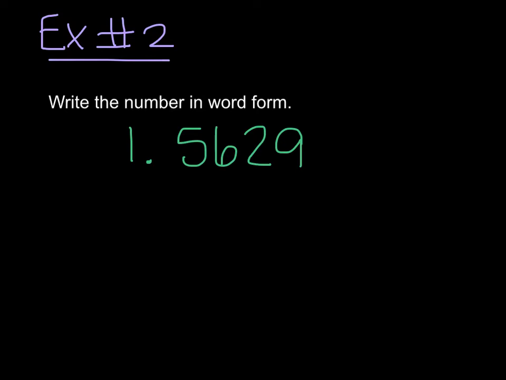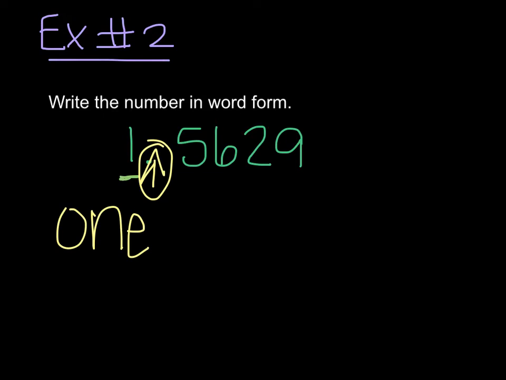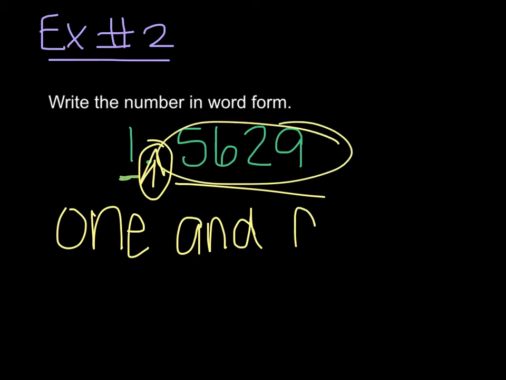Example 2, write the number in word form. So we'll start here. That's just a regular whole number. So we write it as 1. Whenever you see a decimal, and this is important, you write the word and. So we have 1 and. Now we worry about everything after the decimal. Here's how you write it. For just a second, you pretend it's a normal number, and you write it just like you would any other number.